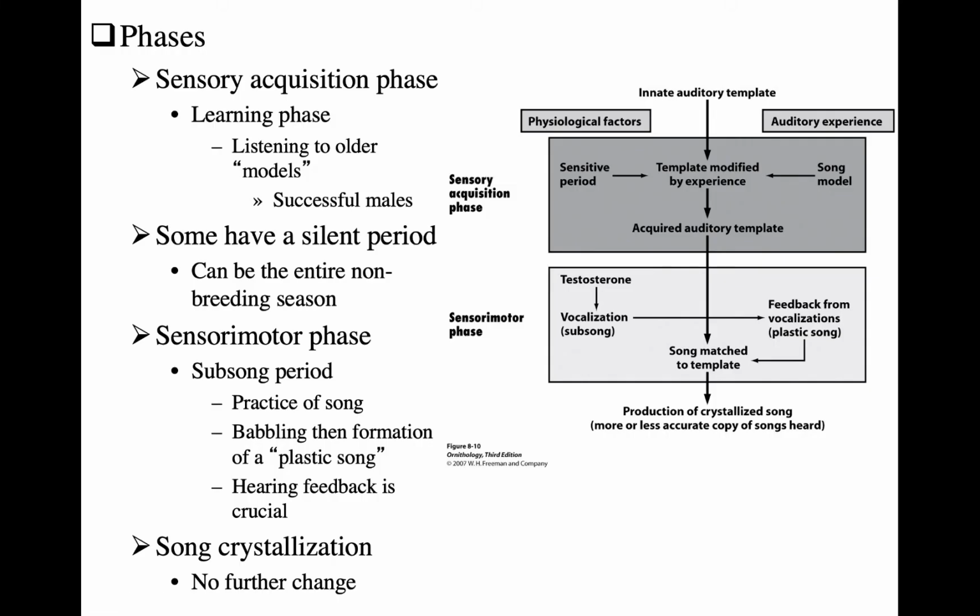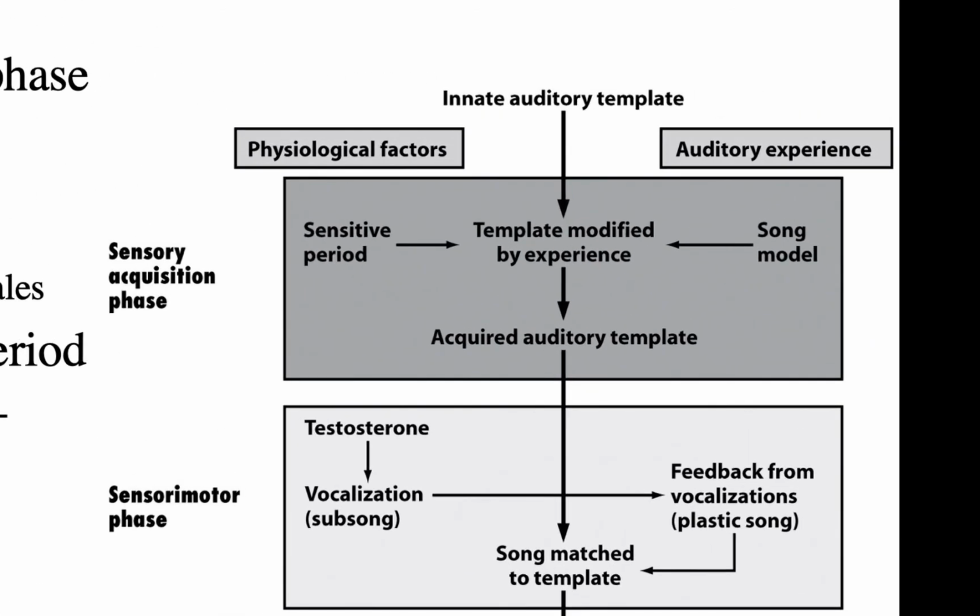So what are the processes that birds have to undergo to learn their song? We break it up into two key phases separated by a silent period. The first phase is called the sensory acquisition phase, or the learning phase. This is when a model or a tutor is most important, and it's shown here in this top right box. They have to have some innate auditory template, so they have some basic neurological ability to listen. But the physiological factors include a hormonal sensitive period, and the auditory experience here is the song model. Put all that together and we have the template that is used to basically build the song.